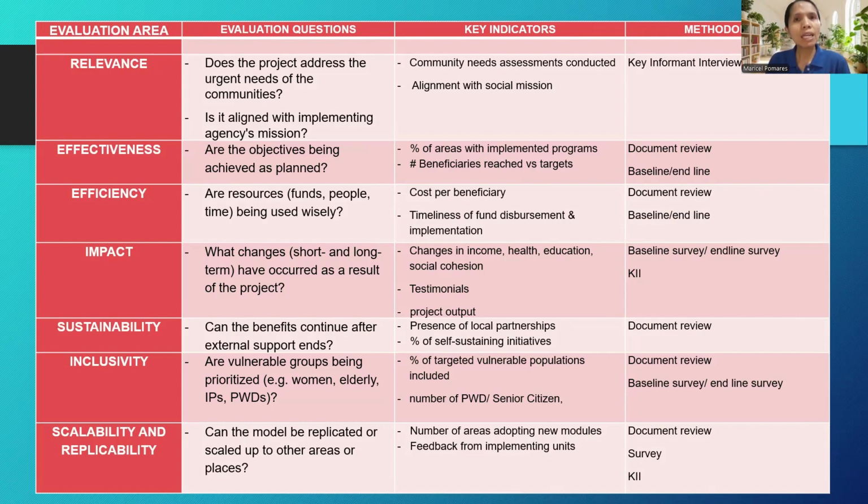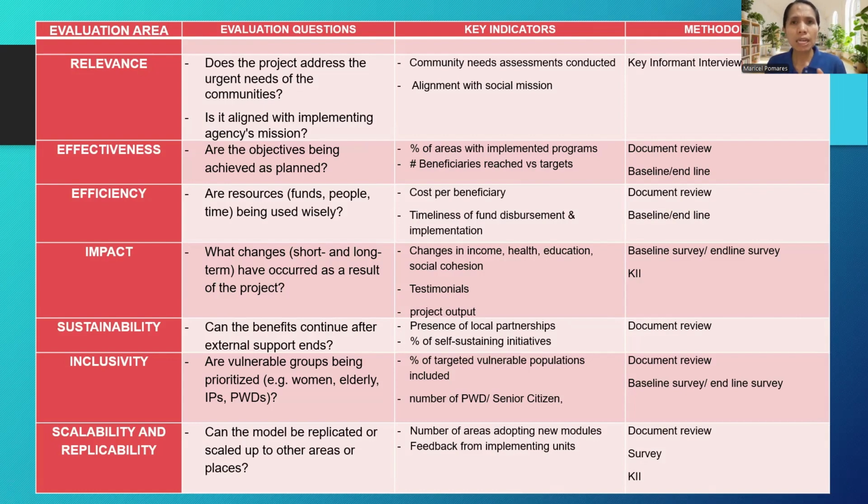Have we really convinced the people to make a change, to make a lifestyle change for their benefit? So therefore, impact is really important. So here are the evaluation questions. What changes, short and long term, have occurred as a result of the project? So have we really touched them? Are there changes happening or happened as we implement the program?